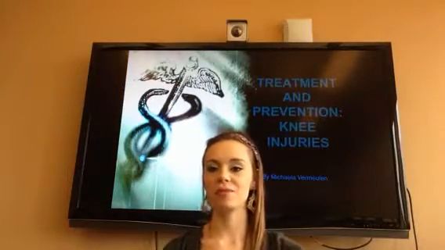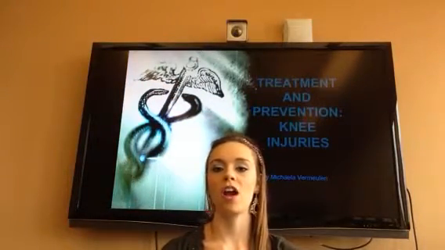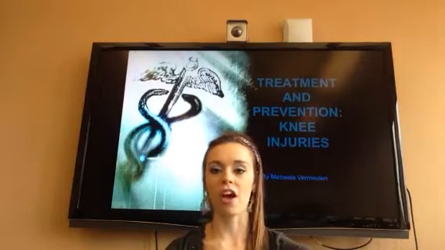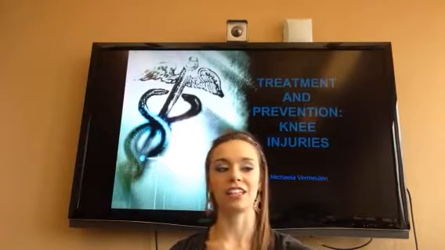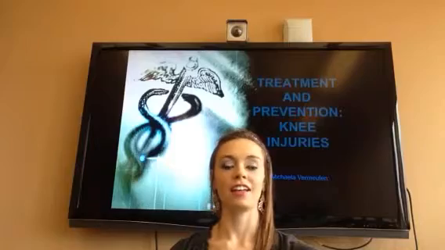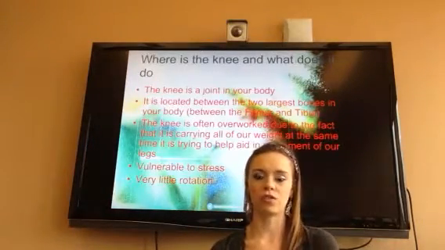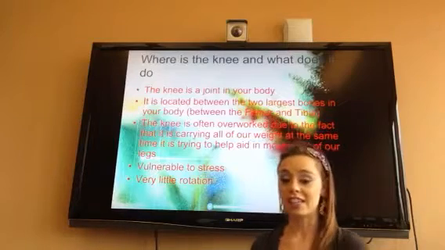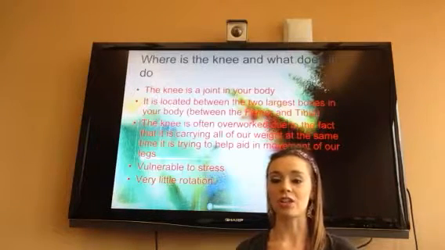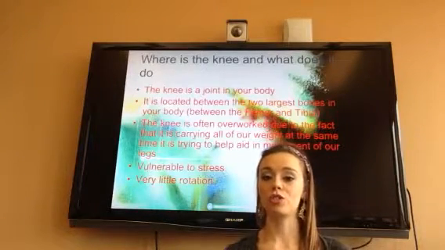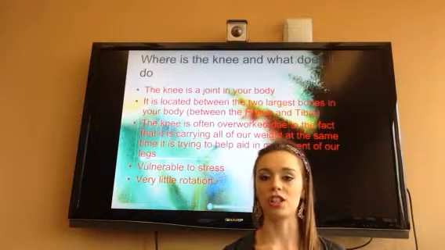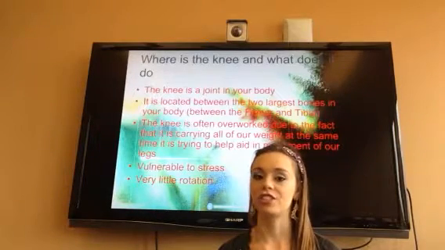My name is Michaela Vermeulen, and I wrote my research paper on prevention and treatment of multiple different knee injuries. Now, to start off, we're going to talk about what the knee is and what it does for your body. Your knee is actually a joint located between the two largest bones in your body, your femur and your tibia.